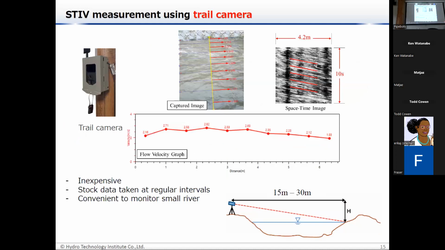The last example is measurement using trail cameras. Trail cameras are low cost and usually can store and communicate data taken at regular intervals, making them useful for monitoring small rivers. Trail cameras generally have a maximum range of 15 to 30 meters, so they are intended for narrow rivers, and the camera must be close to the river.